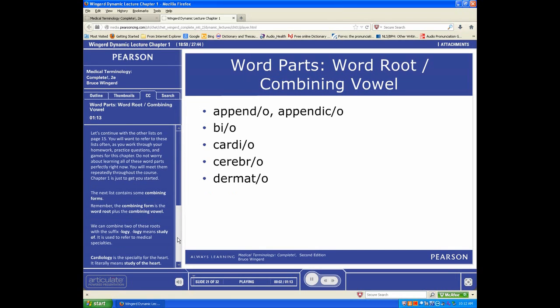The next list contains some combining forms. Remember, the combining form is the word root plus the combining vowel. We can combine 2 of these roots with the suffix logy. Logy means study of. It is used to refer to medical specialties. Cardiology is the specialty for the heart. It literally means study of the heart. Dermatology is the specialty for the skin. It means study of the skin.